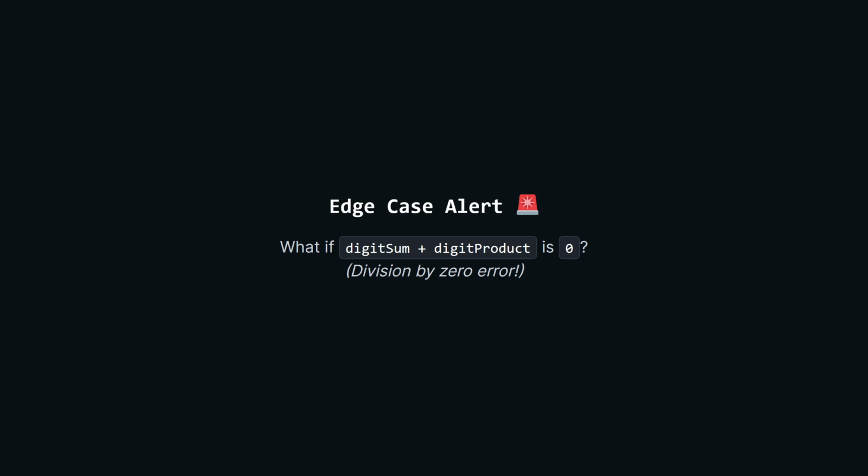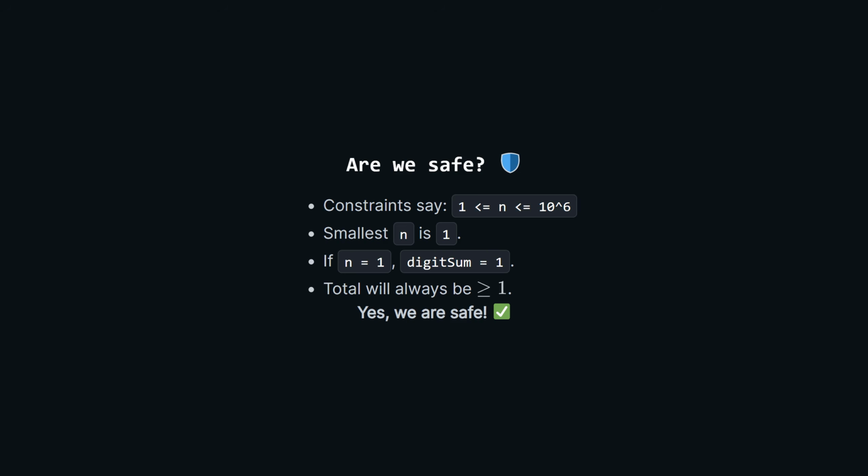A good software engineer always looks for edge cases. When dividing or using modulo, you always have to ask, could the right side ever be 0? If it is, our program will crash. Let's check the problem constraints. It says n is at least 1. If the smallest number we can get is 1, its digit sum is 1. Since the digit sum will always be at least 1, the total can never be 0. So division by 0 is mathematically impossible here.